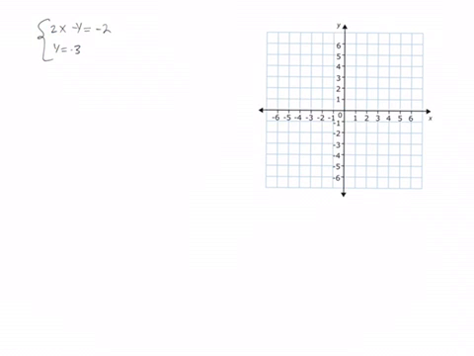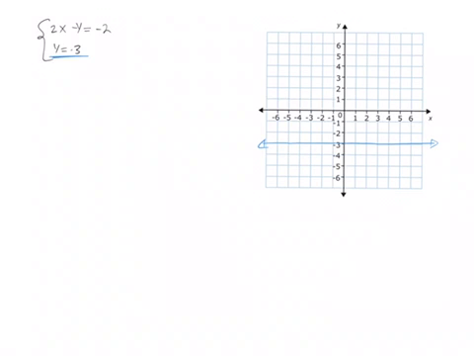Let's try another one. This one here is not too hard to graph. Y equals -3, so I'm going to just draw that one on there. The other one, I need to actually solve for y first, so that way I can graph that easily.